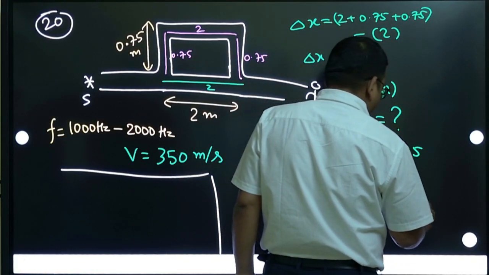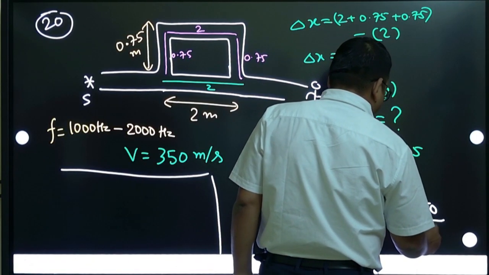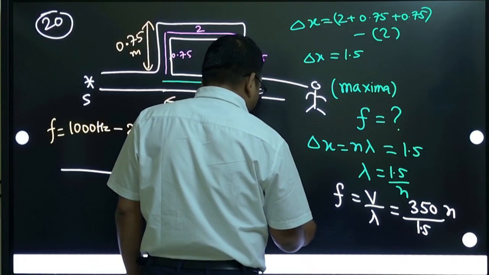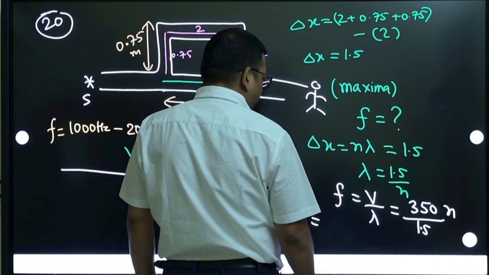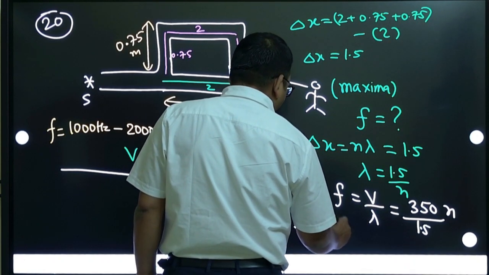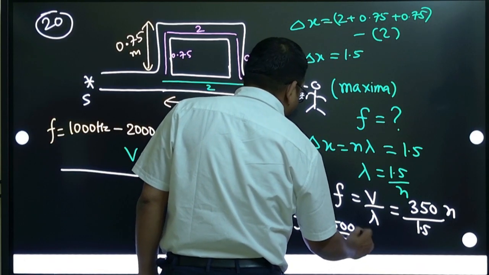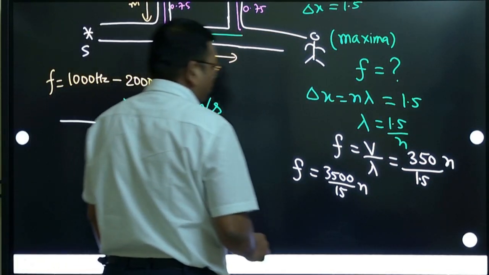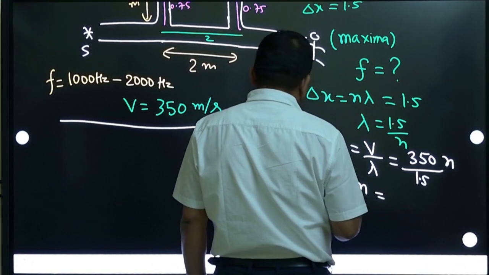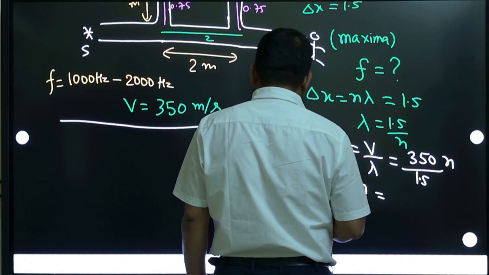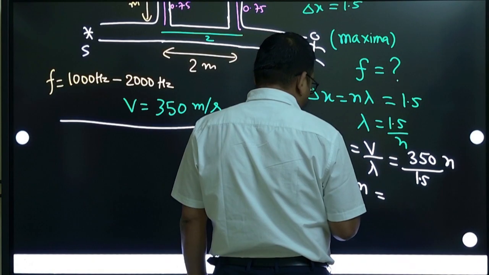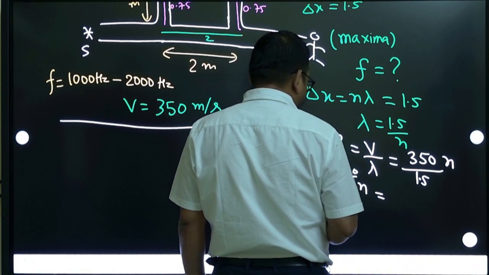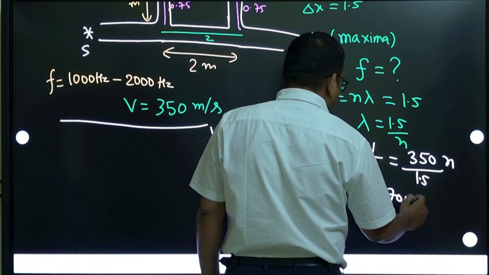Speed is 350. 350 divided by this 1.5 by n will come here. So how much does the frequency come to? Solve it. 3500 by 15 times n. How much does this come to? Can we cancel this? 15 and 5 will get cancelled. 5 into 3, 5 into 700 by 3. 700n by 3 it is coming.